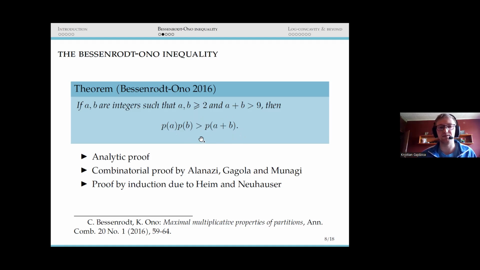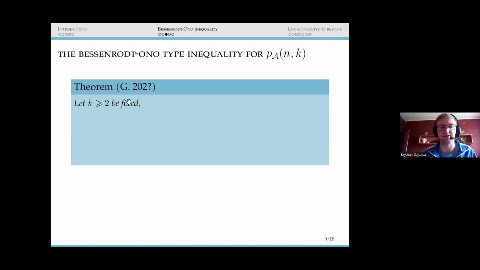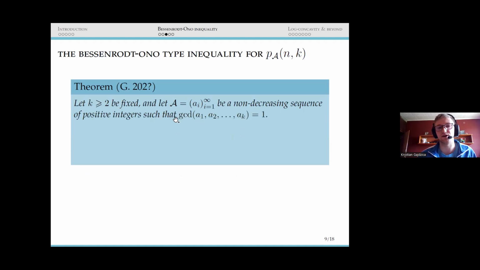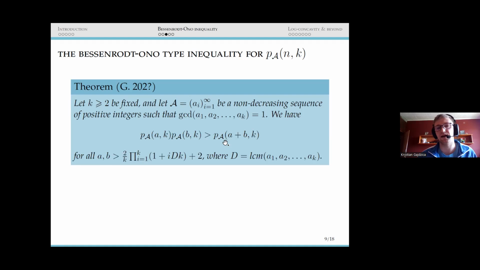And the theorem I was able to obtain says that if we assume that k is at least 2, and of course, as always, a_i is a weakly increasing sequence of positive integers with the additional assumption that the greatest common divisor of the first k elements of this sequence equals 1, then we have a Bessenrodt-Ono type inequality for the restricted partition function. The most important thing in this theorem is that it cannot be extended, in the sense that we cannot omit any of the assumptions appearing in the statement.